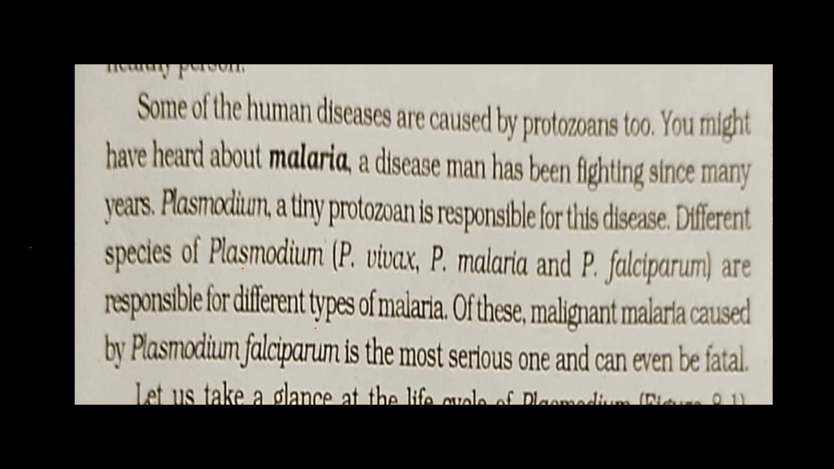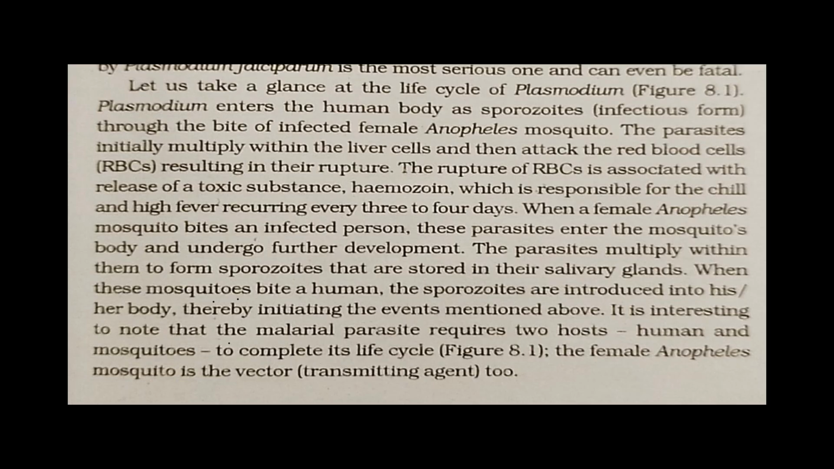You might have heard about malaria, a disease man has been fighting since many years. Plasmodium, a tiny protozoan, is responsible for this disease. Different species of Plasmodium, Plasmodium vivax, Plasmodium malariae, and Plasmodium falciparum, are responsible for different types of malaria. Of these, malignant malaria caused by Plasmodium falciparum is the most serious one and can even be fatal. Let us take a glance at the life cycle of Plasmodium.